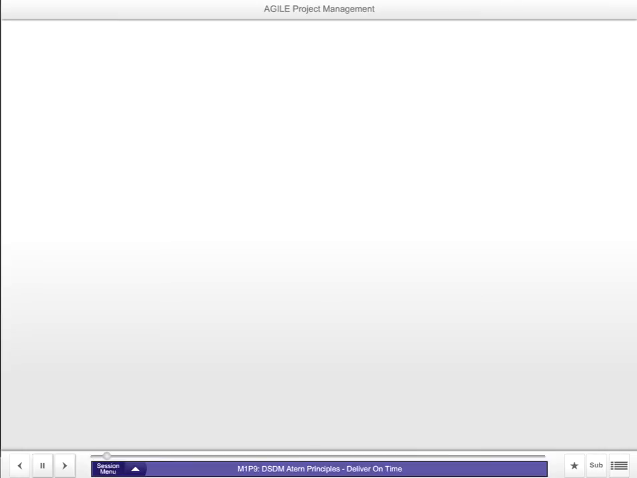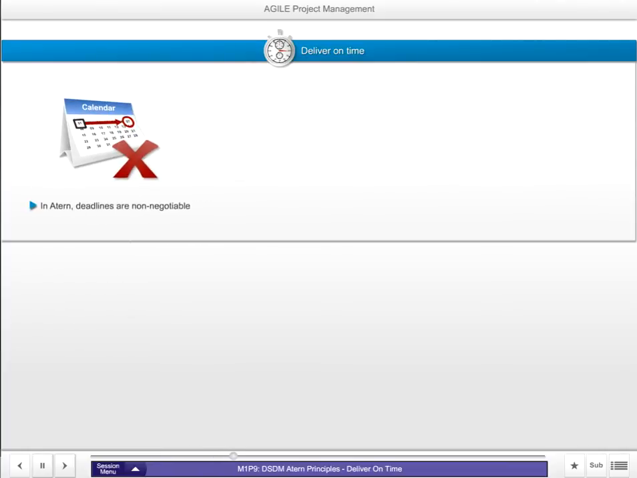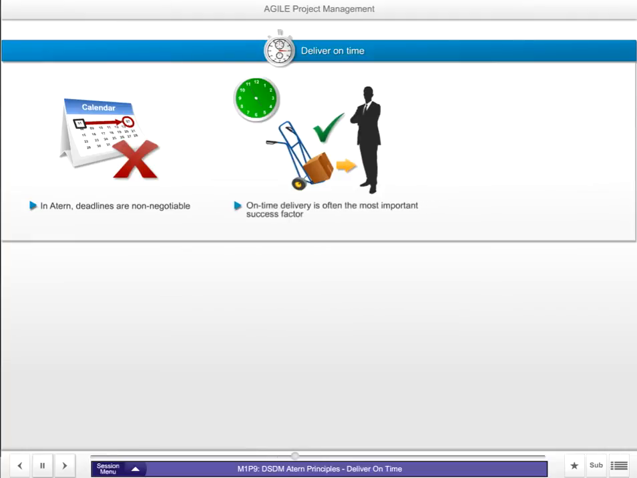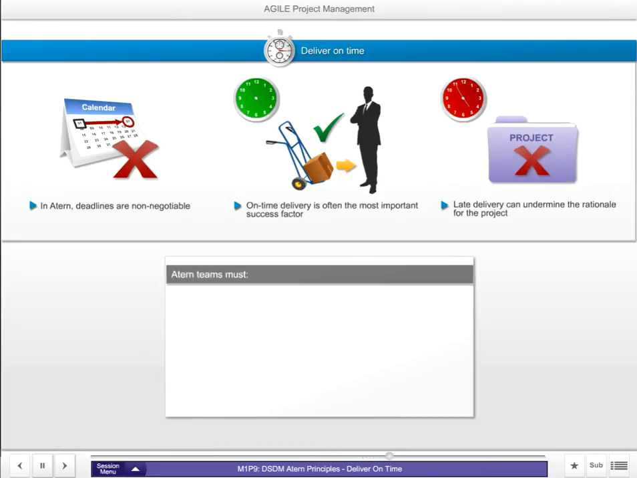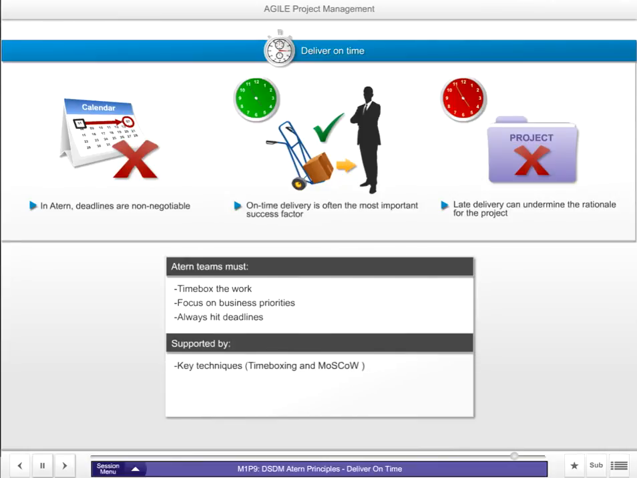The second Tern principle says deliver on time. Time, in other words deadlines, are viewed as being non-negotiable in Tern. On-time delivery is very often the most important success factor, and late delivery can undermine the rationale for the project. Here again, time boxing and MoSCoW prioritization can help Tern teams to build a reputation for timeliness and reliability of product delivery.